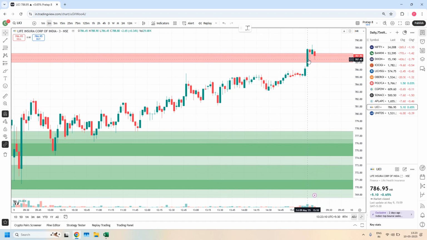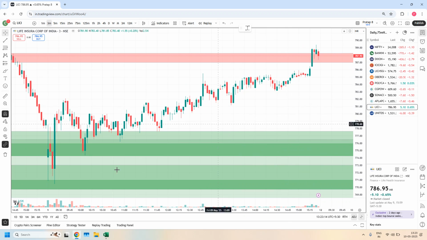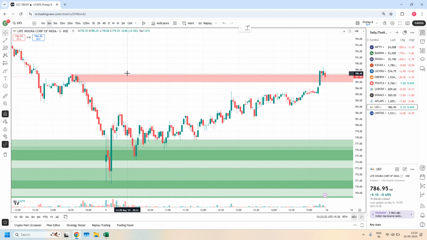And finally it reached the target at almost the ending hours of the market. That means in the morning, starting hour, you got the trade. If you wait till the last minute of the trading session, it reached the 15 minutes target. But from a performance point of view, this is perfect.